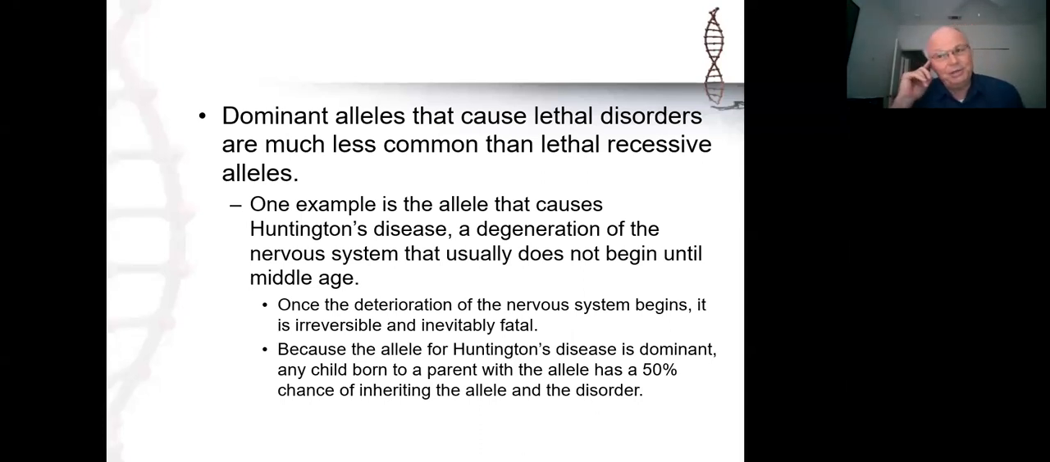That's all changed now because we do have a genetic screening test that allows you to identify whether you have the allele or not. And so you can make a decision on whether you want to have children or not. But up until about 20 years ago, there was no way of knowing whether you had the allele and whether there was a 50% chance of you passing it on to your kids as a consequence.